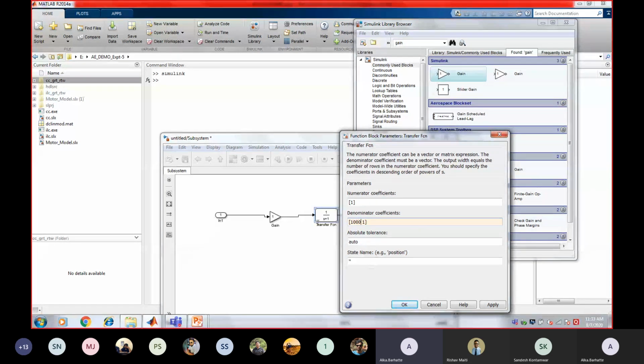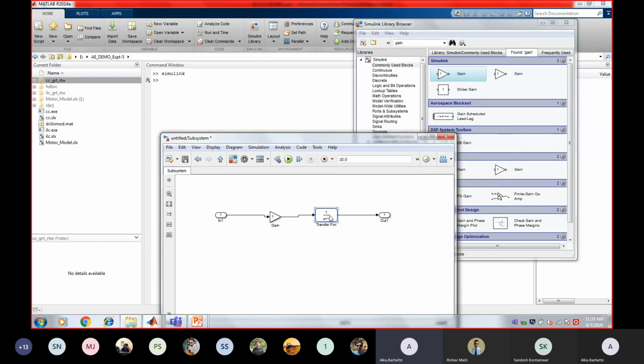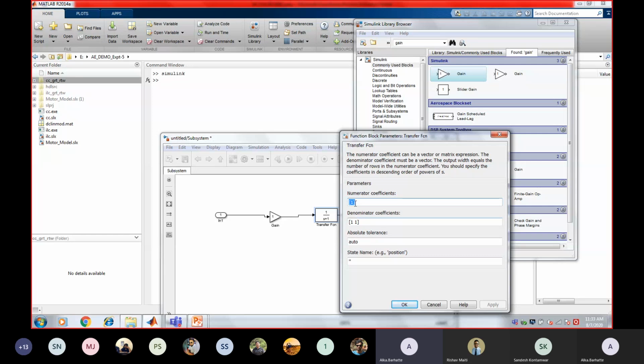So the transfer function that we have obtained is 1 upon ms plus b. That m value we have considered as 1000 and the b value we will consider as 50. So these values we have set. How have we set those values? By simply double clicking on this transfer function block.